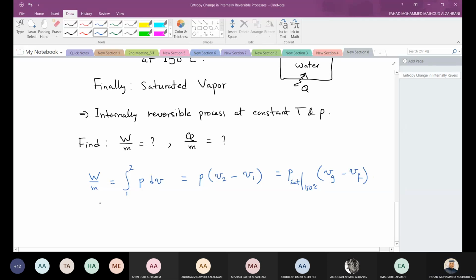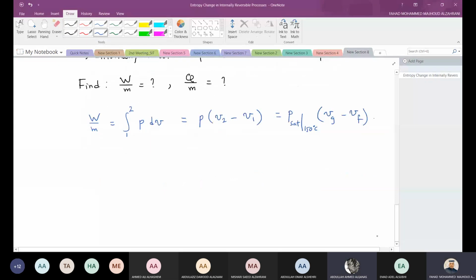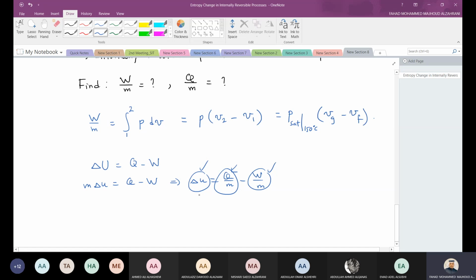Okay, the heat transfer, guys. The heat transfer. I want to give you another way. You can find it from the delta U. Exactly. So if you remember what we used to do, we used to say delta U equals Q minus W. So this is m delta small u equals Q minus W. So I can write delta u equals Q over m minus W over m. So I have this one, right? And I can find this one and then evaluate eventually this one, right? That's what we used to do.